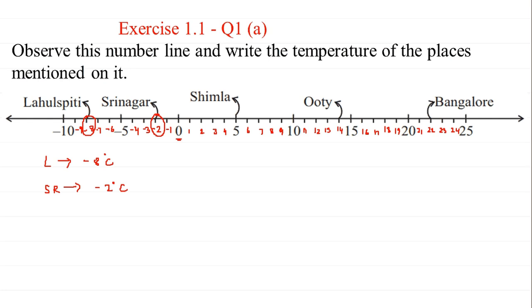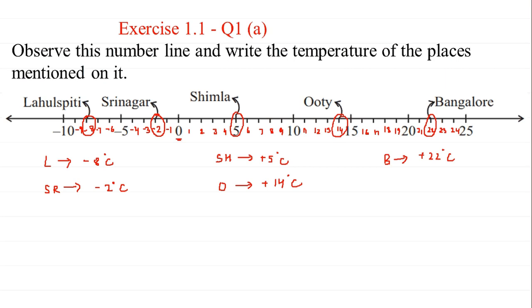Now let's take the third place. The third place is Shimla, and the temperature of this place is, see the marking, plus 5 degree Celsius. Now the fourth place is Ooty, and the temperature of this place is plus 14 degree Celsius. And now the fifth place, which is Bangalore, and the temperature of this place is 22 degree Celsius. So these are the temperatures of these 5 places.